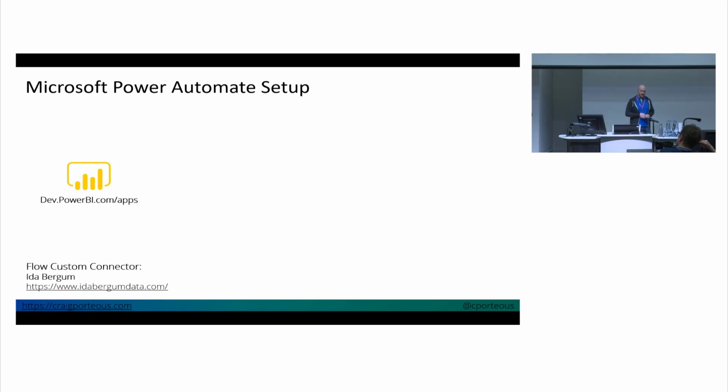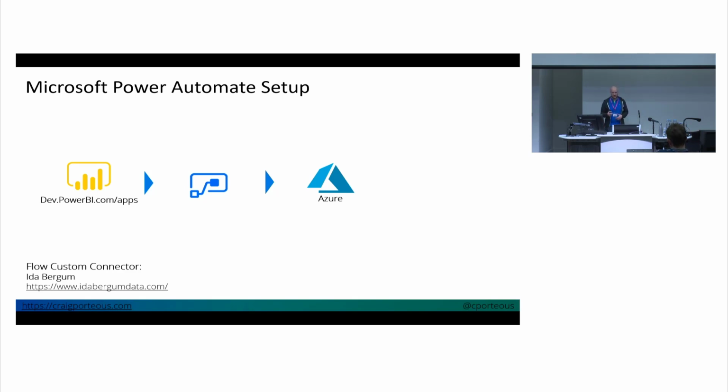So I need to set up a custom connector, and to do that I need to create a developer app within Power BI. So that's by going to dev.powerbi.com/apps. I can define exactly what permissions that app should have. From there, I pull that app into Microsoft Flow, Power Automate, and then I grant it permissions in Azure to say, I want this app to be able to pull this information back. Now, I don't go into detail about it here, but Ida Bergham's got an amazing blog post that talks about exactly that, and that's what I used as a guide to set that up.